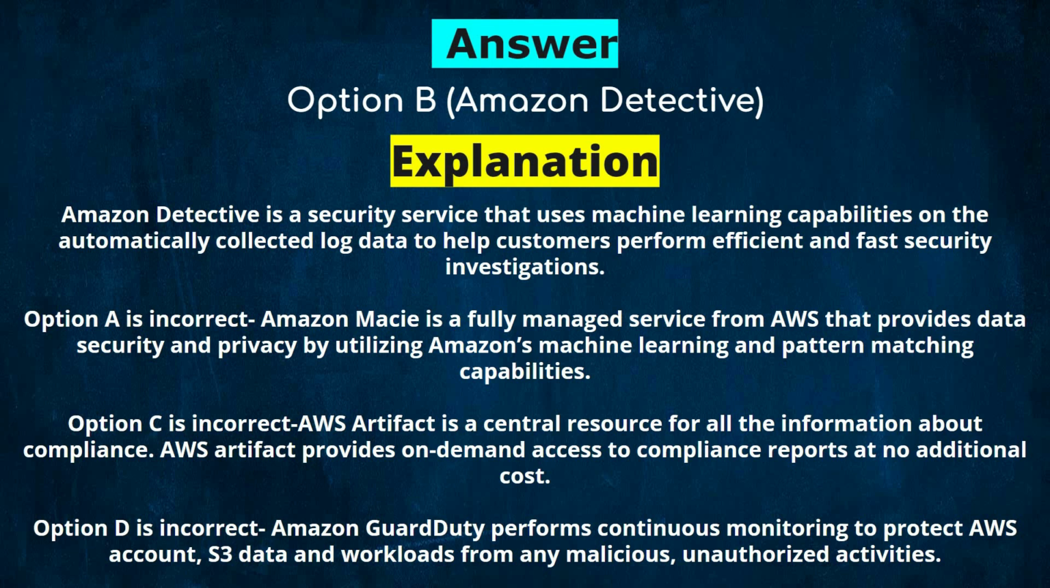Option A is incorrect. Amazon Macie is a fully managed service from AWS that provides data security and privacy by utilizing Amazon's machine learning and pattern matching capabilities. Option C is incorrect. AWS Artifact is a central resource for all the information about compliance. AWS Artifact provides on-demand access to compliance reports at no additional cost. Option D is incorrect. Amazon GuardDuty performs continuous monitoring to protect AWS account, S3 data and workloads from any malicious unauthorized activities. Next question.